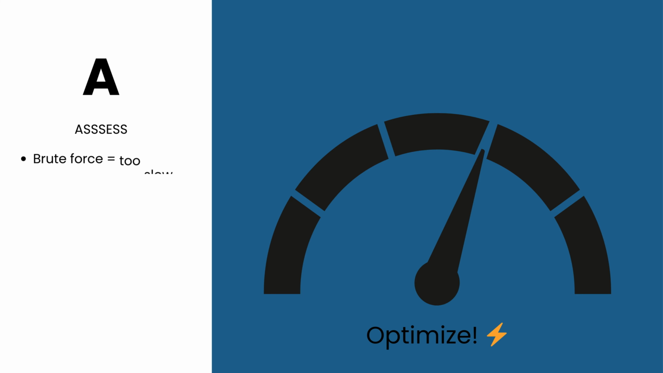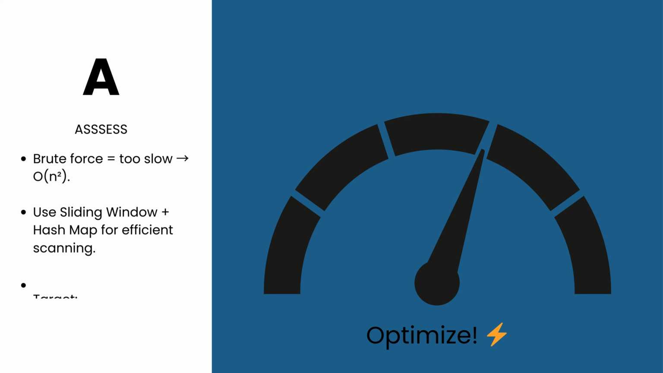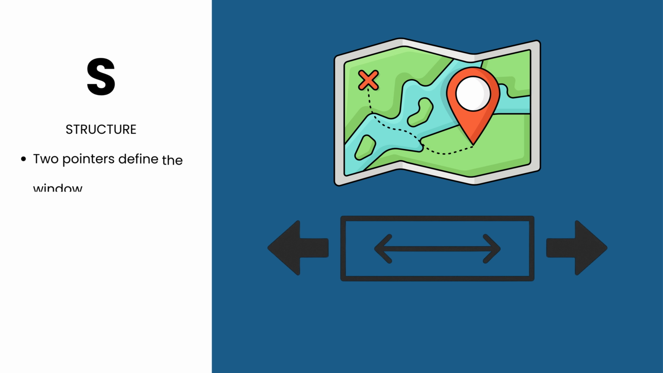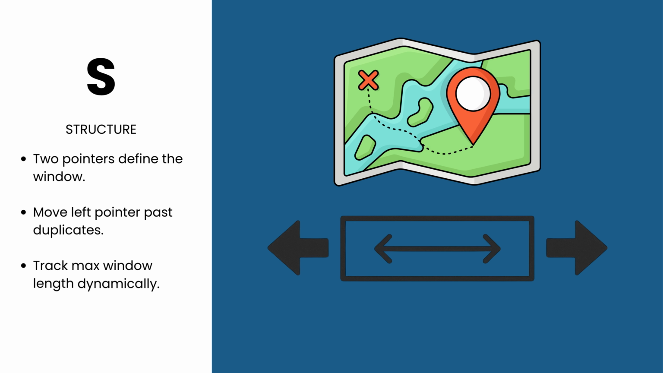Assess recap. Then we discussed why brute force just doesn't cut it. It's too slow, checking every possible substring. Instead, the optimal approach uses the sliding window pattern combined with a map or set to keep track of characters efficiently. Structure recap. We planned the logic step by step: two pointers to define the window, a map to store character positions, and a way to slide the window forward whenever we hit a repeat, always keeping track of the maximum length seen so far.